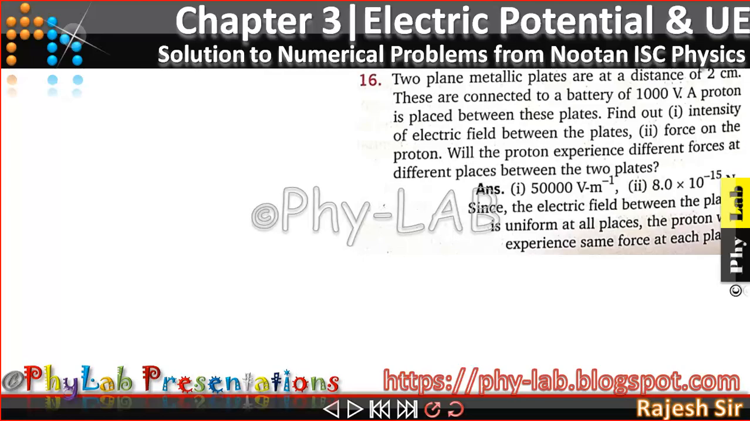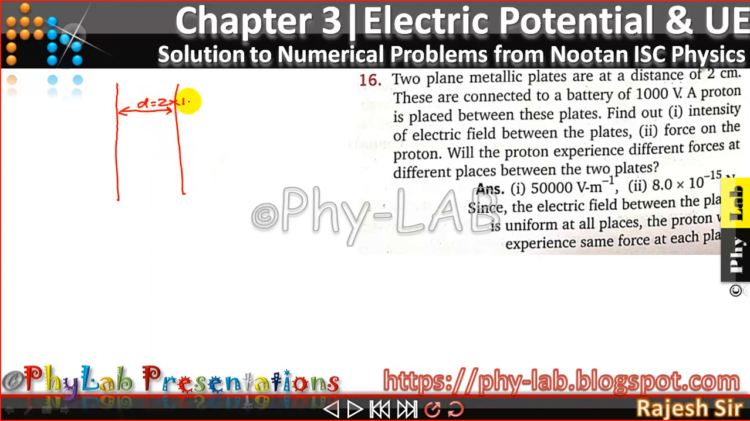Friends, in this video we are going to discuss numerical problem number 16 from chapter 3 of Newton ISA physics. The question says that we have been given two plain metallic plates which are placed at a distance of 2 centimeter. So let's consider this as one plate while this one as the other plate. There are two plates which are placed at a distance of, what is the distance between these two plates? This distance happens to be 2 centimeter.